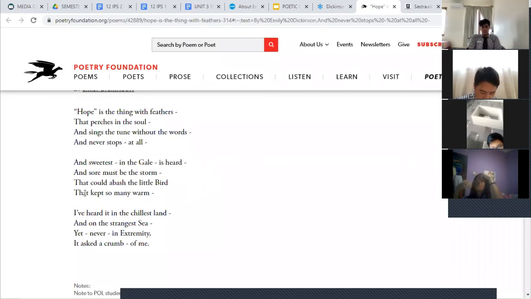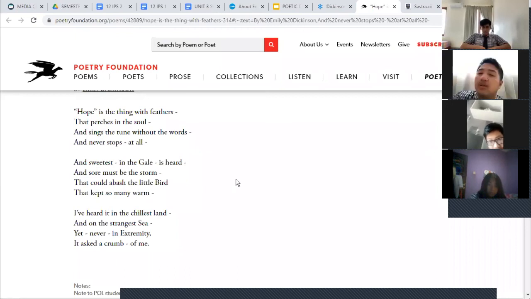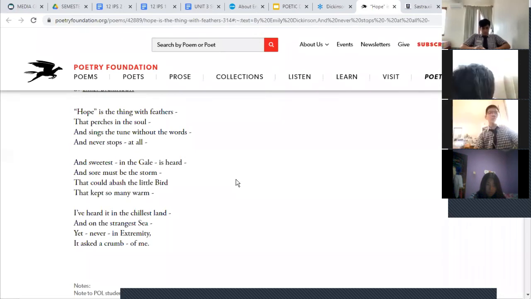Jordi, what do you think about this stanza? What do you think about this one, the second one? I don't really know. It's so deep. What do you get out of it? I would like to know what you get out of it.